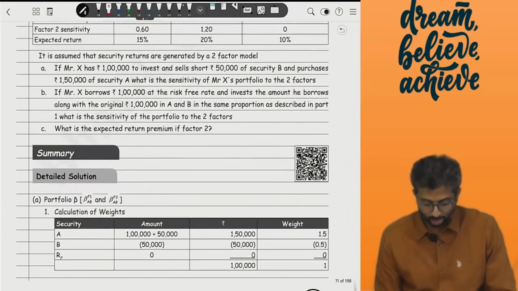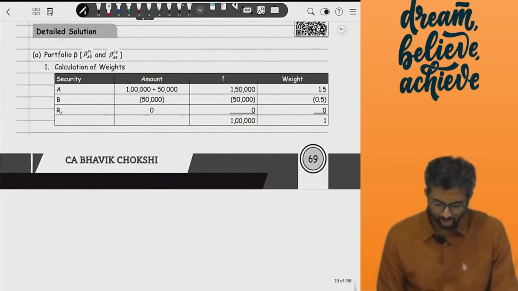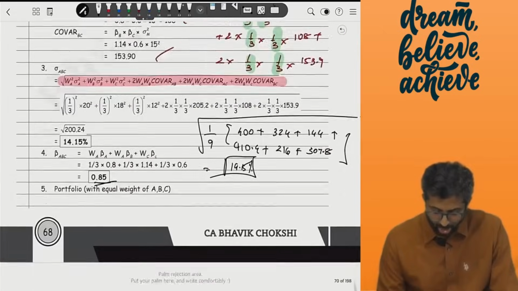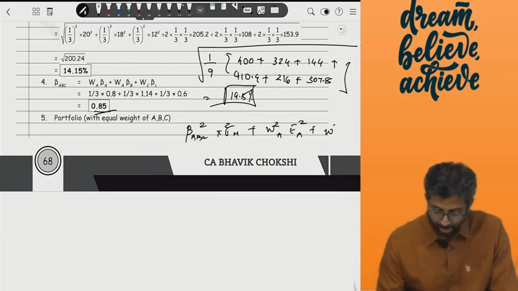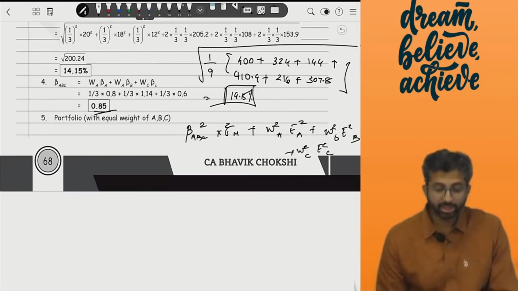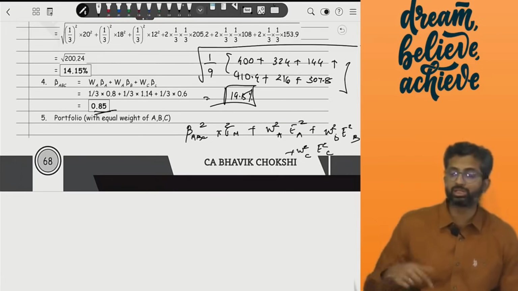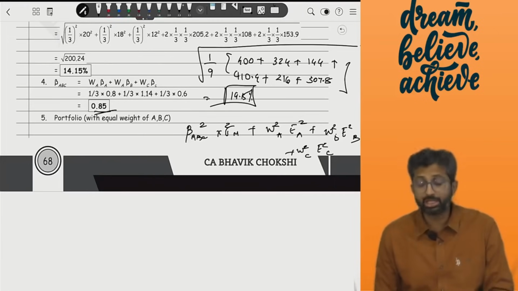But what if they told you to calculate using Sharpe's index model? Well, the formula using Sharpe's index model over here would be, you will have to calculate the beta ABC squared, which you have, into the variance of the market plus weight squared A into the unsystematic risk of A plus weight squared B into the unsystematic risk of B plus weight squared C into the unsystematic risk of C. Now you will have to find the unsystematic risk for each of these stocks separately and systematic risks as well. So this might be a little more tedious, but one needs to know.